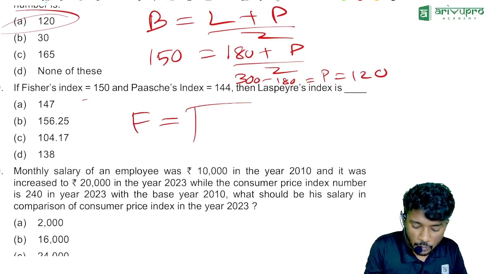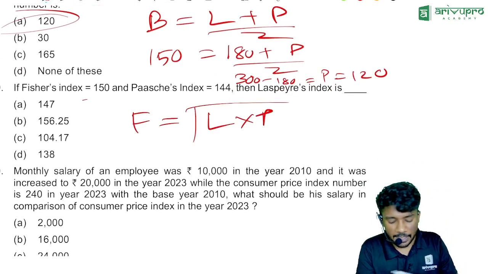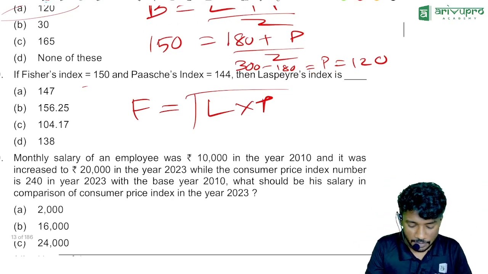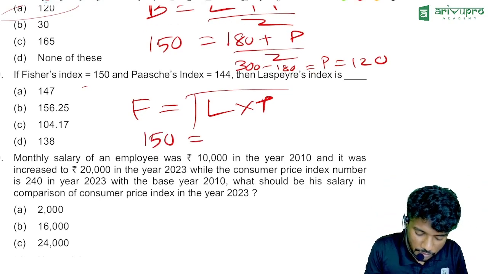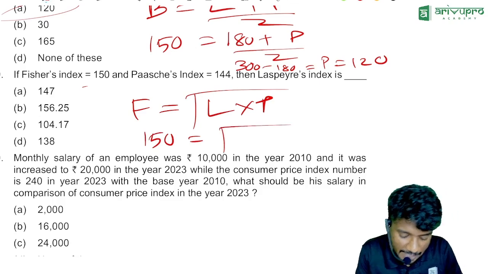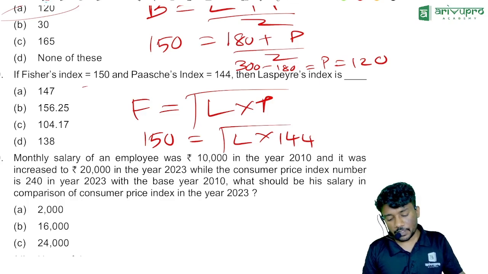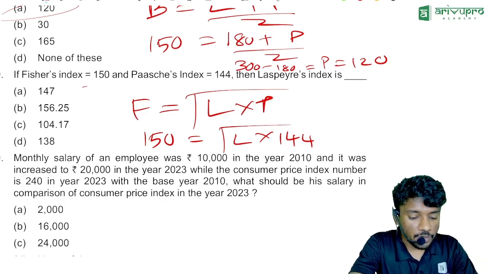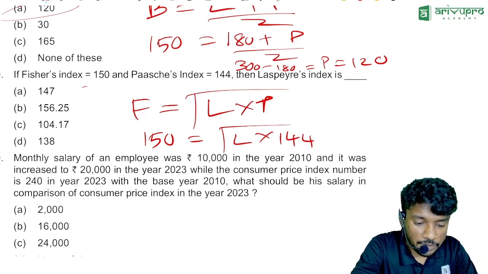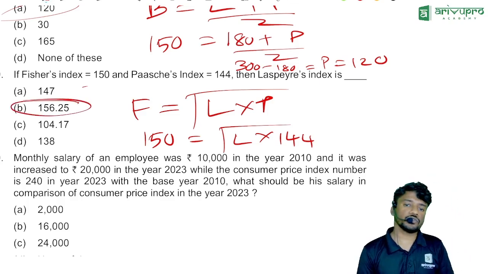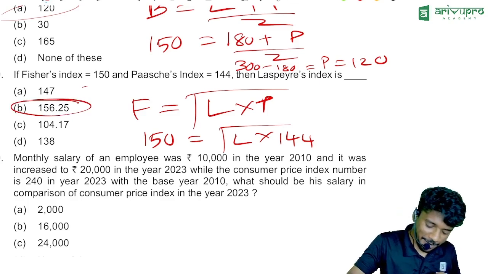Option. So, Fisher's is given. F is equal to root of L into P. Geometric mean of Laspeyres and Paasche. What is the answer? So, Fisher's is given, which is equal to root of L into 144. Squaring both sides, 150 squared equals L into 144, divided by 144. Answer is 166.25. Got it?